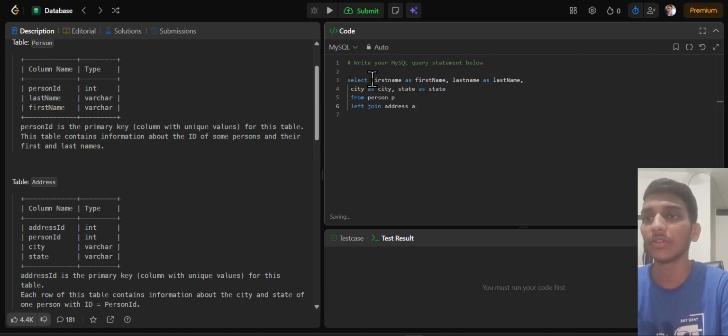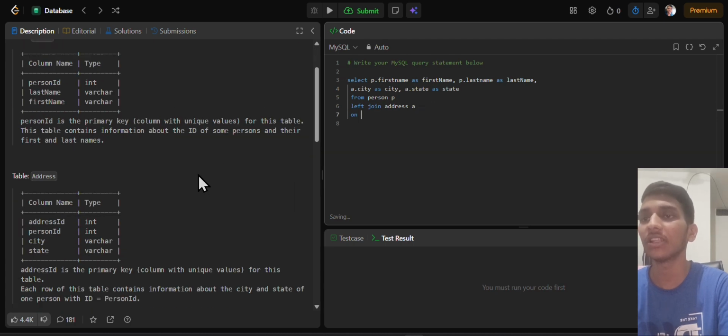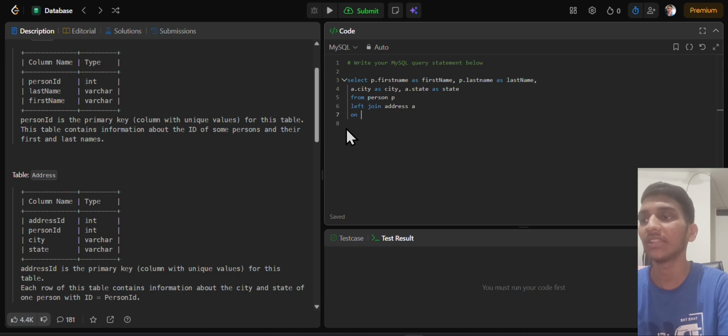a. So first name is taken from the person table, that's why we will specify it as p.firstName. After that last name is also taken from person table. After that the city is taken from address table, so we will specify it as a dot. So the state is also taken from address table, and we have to write the joining condition, and we can see that in both the table person ID is common, so that's why we are using p.personId should be equal to a.personId. Person ID, yes.